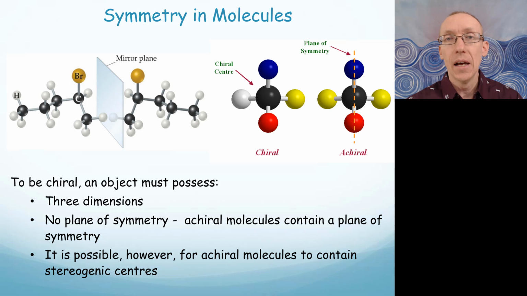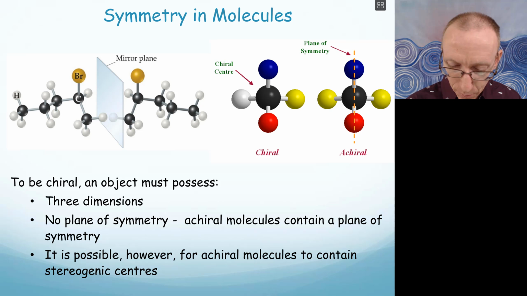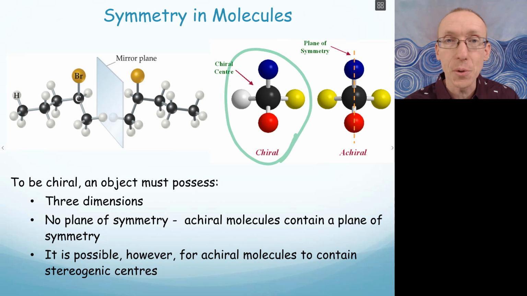So there's a few rules that must be satisfied for a molecule to be chiral. It must be three-dimensional. It must have no plane of symmetry. So achiral molecules, or achiral meaning not chiral, contain a plane of symmetry. It's possible also for an achiral molecule to contain stereogenic or chiral centers. So we may actually have chiral carbon atoms that have 4 different substituents, but for the overall molecule to have a plane of symmetry and therefore be achiral, and its mirror image to be the same as itself, in other words, superposable. Okay, so if you look at the examples here, we've got a chiral molecule with 4 different substituents.